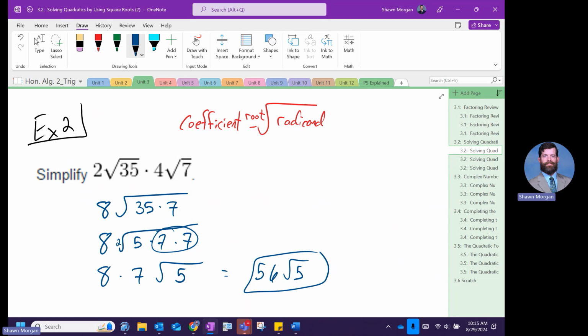Now, I'm very well aware of the fact that I can hold up a smartphone to this problem right here, and like Photomath, for example, could tell me 56 radical 5. Okay? Like, I get that, but that's not helping me at all. Because I've got to be able to go through this process. In my brain, I've got to understand the math.